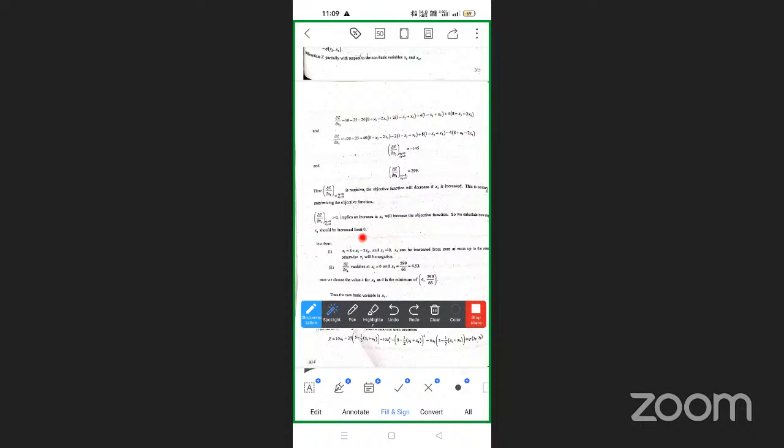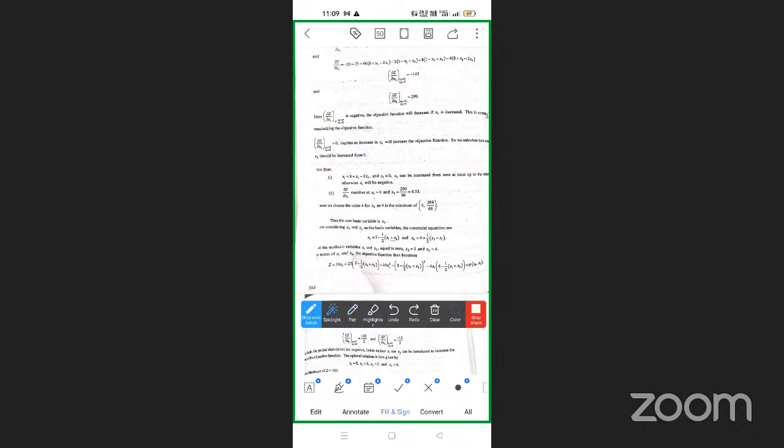So this is nothing but, if x3 is increasing, the objective function is increasing. If x3 is increasing, the objective function reaches positive. So that is maximization of the objective function. Next, so this is totally positive; if it is increasing, this value is also increasing.